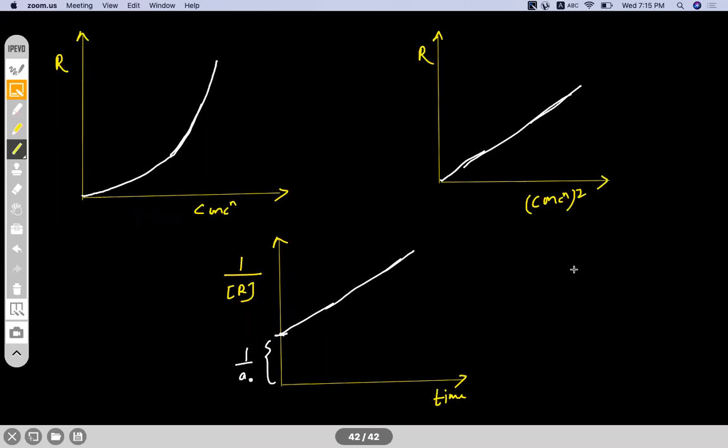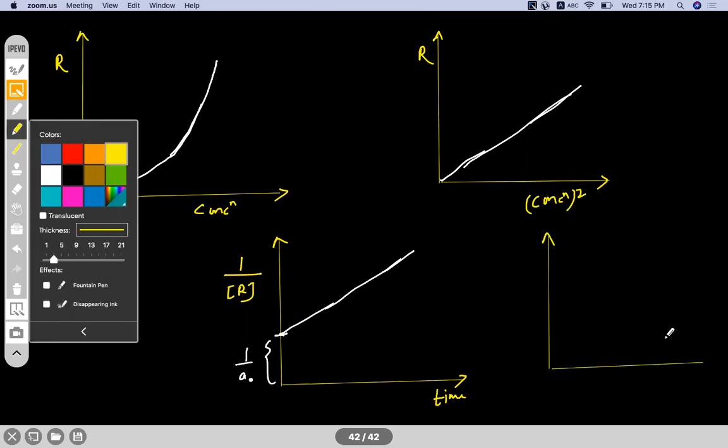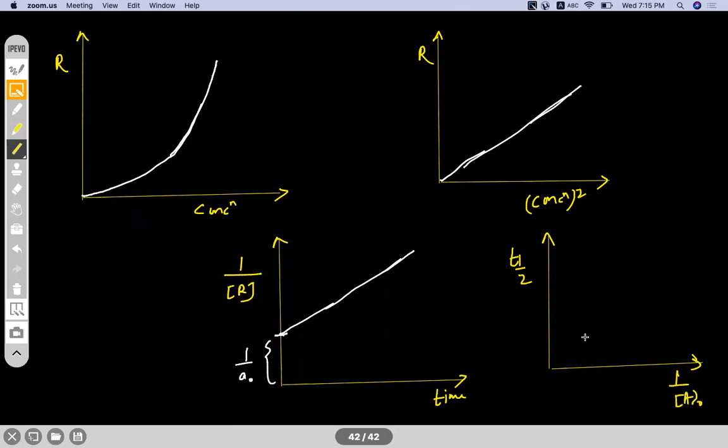One more graph we have, that is T half and 1 by A naught, initial concentration. This will also be a straight line passing through origin.